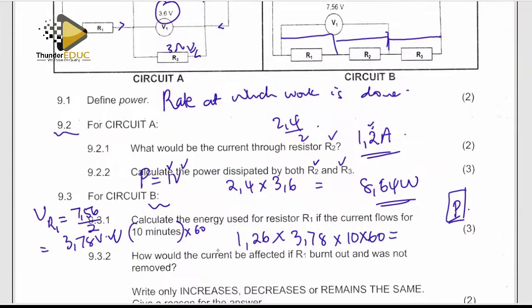So I'm ending up with 1, 2, 1, 2. We only have 2 zeros, so it's not going to be sufficient. 1.26 times 3.78 multiplied by 600, I'm getting 2857.68. This is energy, so it's going to be joules.